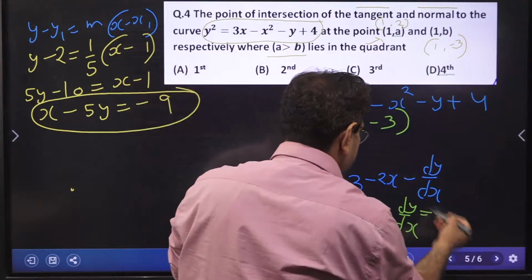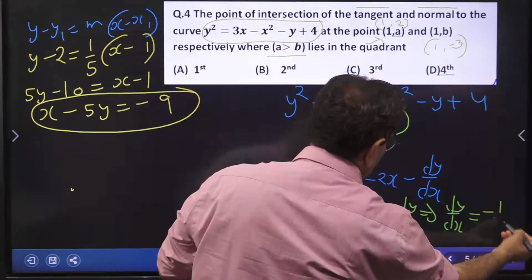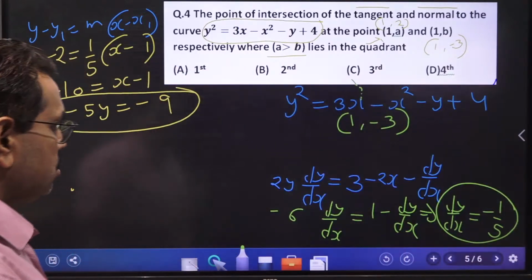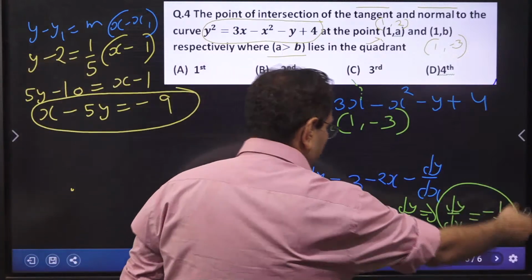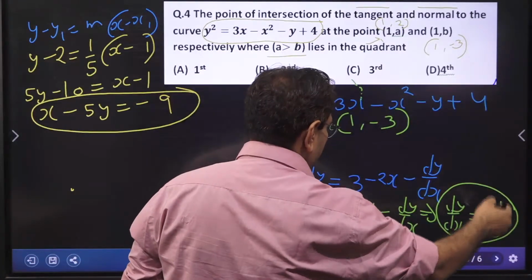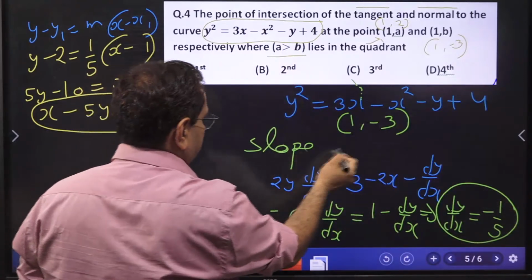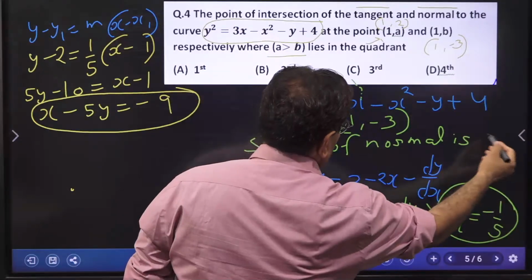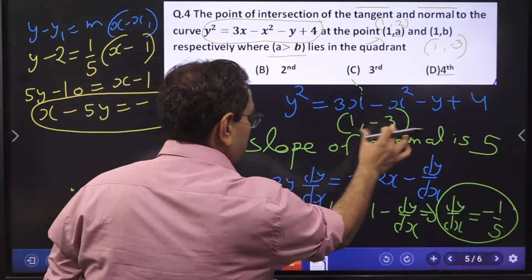So dy upon dx is equal to what? This is equal to minus 1 upon 5. This is the value of the derivative. So what will be the slope of the normal? Negative of the reciprocal of this. So that will be 1 upon minus 1 upon 5, so 5. So slope of the normal will be 5. Slope of the normal is 5. And the normal is drawn at this point. This is the foot of the normal.